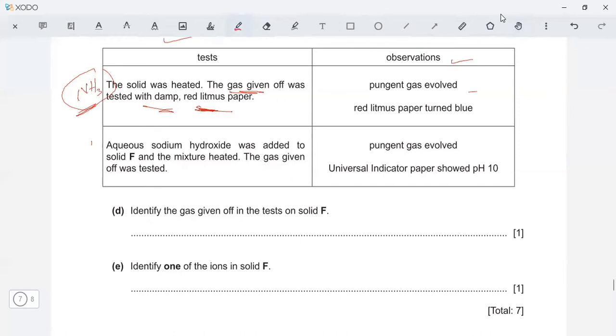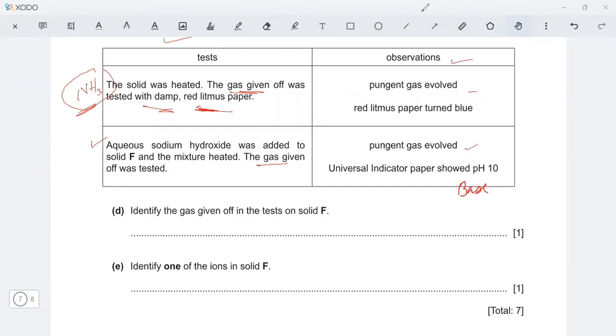This is the preliminary test, and now the confirmatory test is here. Aqueous sodium hydroxide was added to the solid F and the mixture heated. The gas given off was tested. So in the confirmatory test also you get a gas given off, and a pungent gas evolved. The universal indicator paper showed a pH value of 10. That means it is a base, right?